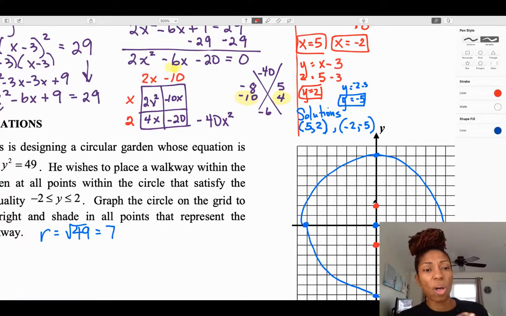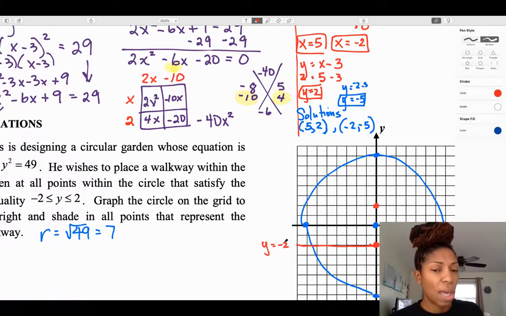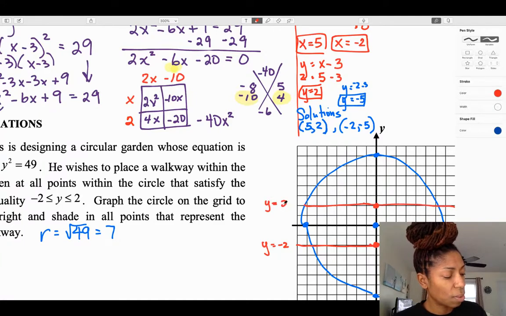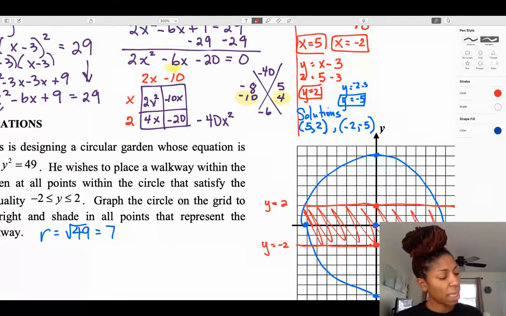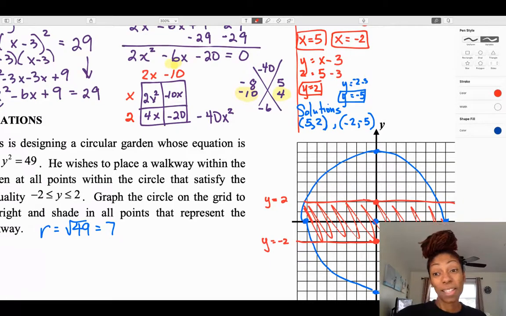So where are all the points where y equals -2? Oh, well, that's this line. This is the line y equals -2. And where are all the points where y equals +2? It's all here. And the walkway has to be within these two lines. So let's shade it. Okay, that's a cool garden. I can dig it. All right, I think we're done, everybody.